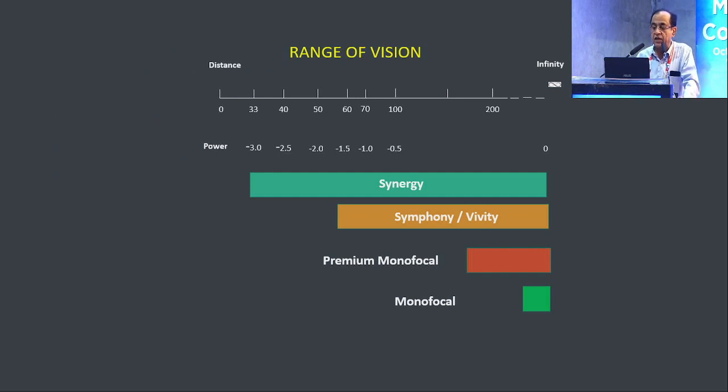And then if we see that, I'll take the prototype of the lens. Let's say the Synergy lens gives you from infinity to 33 centimeter. That means addition is up to 3 diopter. Symphony or Vivity gives you 1.5, 1.75 diopter. That means if he is seeing perfectly all right for distance, then he can read up to 45, 50 centimeter perfectly all right in the intermediate range. Premium monofocal has around 0.5 to 0.75 of addition. So that means if you correct it to zero, an emmetropic patient will be able to see approximately 1 meter, 1.5 meter distance things very clearly, and monofocal has got hardly any range.